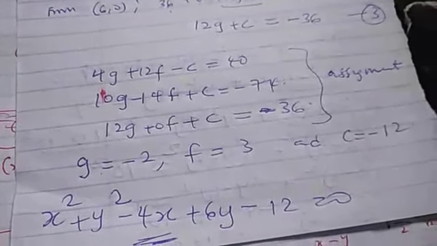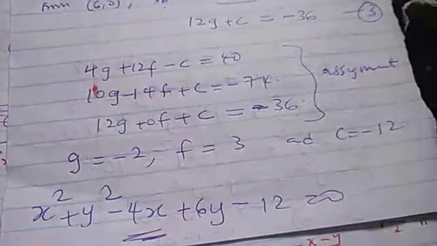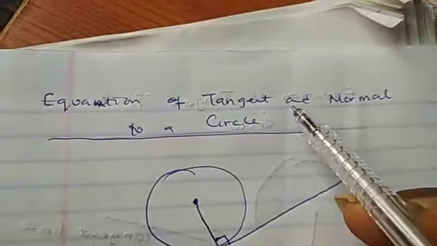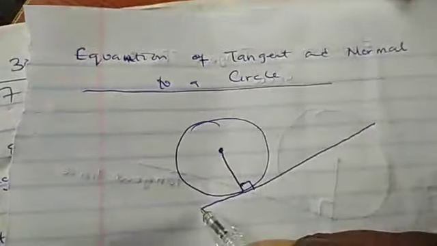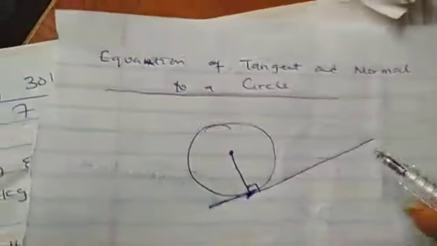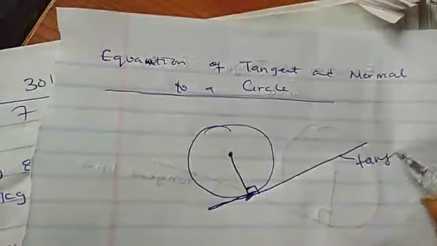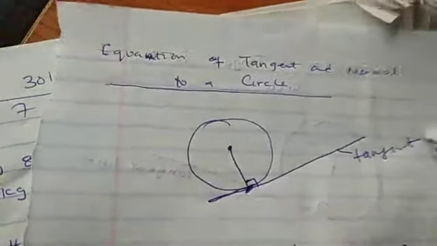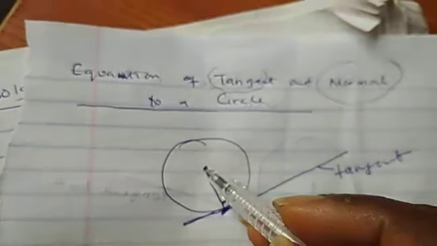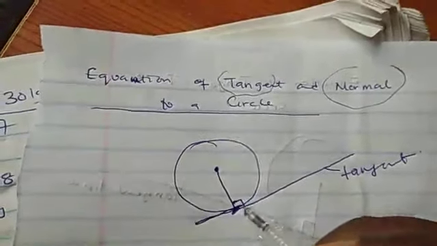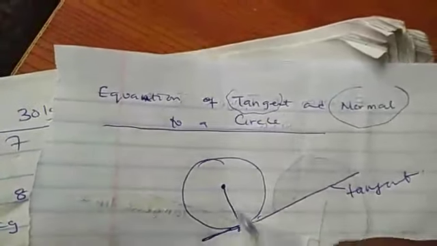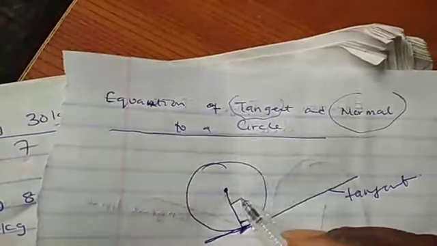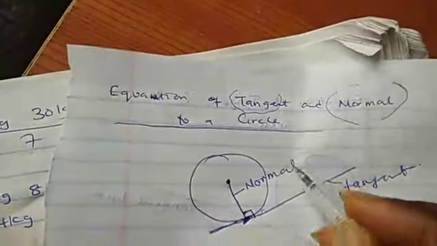We now move to equation of tangent and normal to a circle. You know, this is a circle. Any straight line that touches a circle at one point, we call it a tangent. That is what they mean by tangent. If they say normal, a straight line that is perpendicular to this tangent is what we call a normal. This is what they mean by normal.